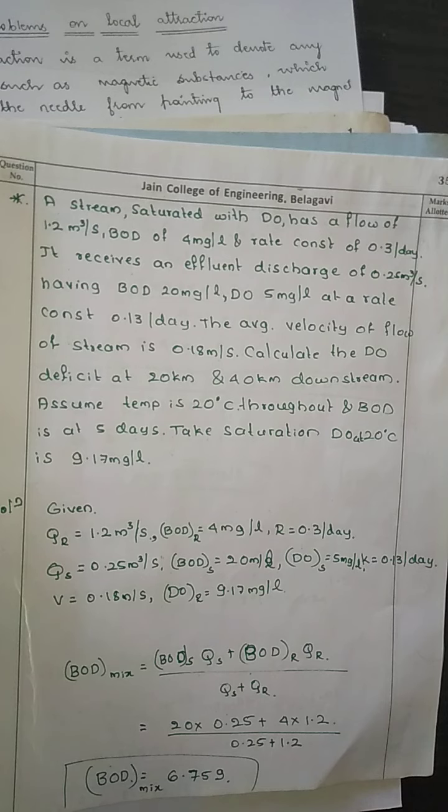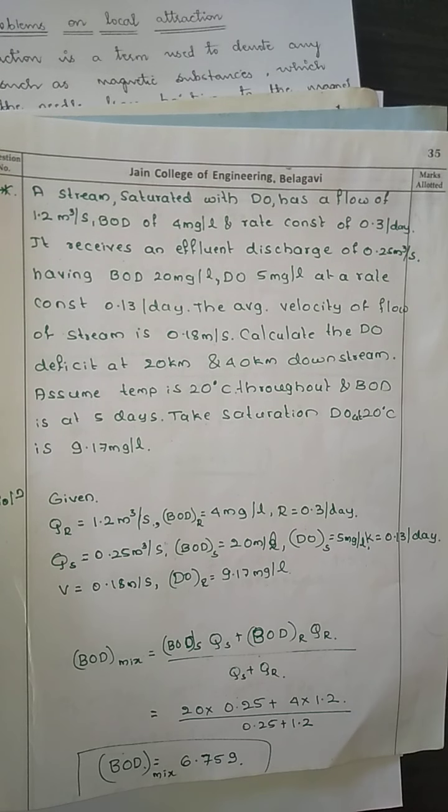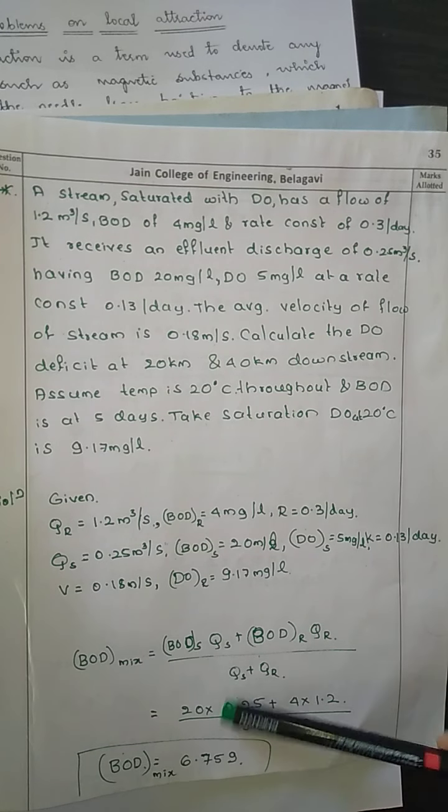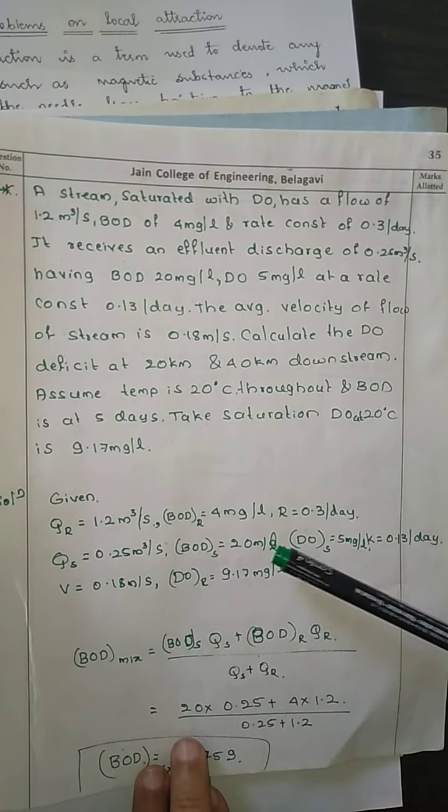First thing you need to do after being given the problem is to find out the BOD of the mix and the DO of the mix. So BOD of the mix is equal to BOD of sewage into QS plus BOD of the river into QR, divided by QS plus QR. BOD of the sewage is how much? It is 20.